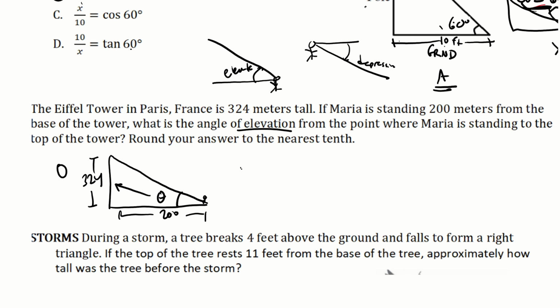Opposite, and this is hypotenuse, but we don't have that, so I'm going to ignore that. So then this is adjacent. So use SOHCAHTOA. Which one of those do we have? Opposite, adjacent. This one right here. So it's got to be tangent, TOA. So tangent of that angle, that variable, is equal to opposite over adjacent, which is 324 over 200.